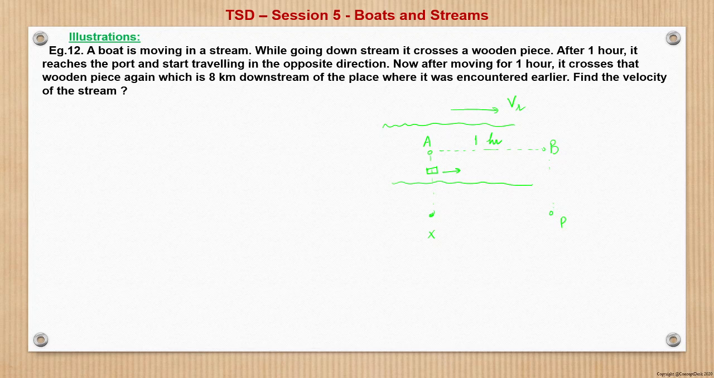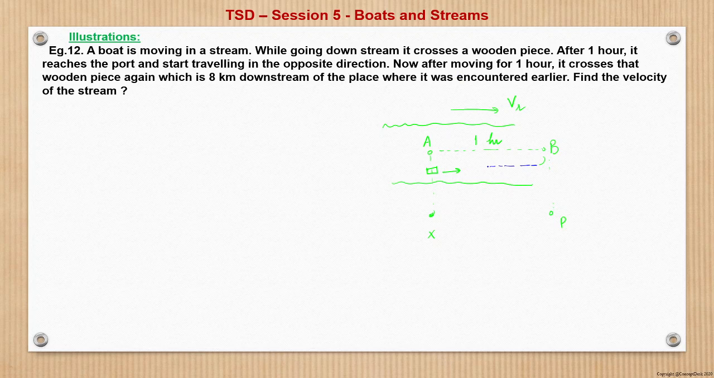You see, in different frames, what happens? The velocity may vary in another reference frame, the distance may change in another frame, but the time will remain the same, right? So this we had seen in the relative motion concept. So now here what will happen? From A to B, he is taking 1 hour, and after reaching the port, he starts traveling in the opposite direction. He turns back, and now starts traveling towards this.